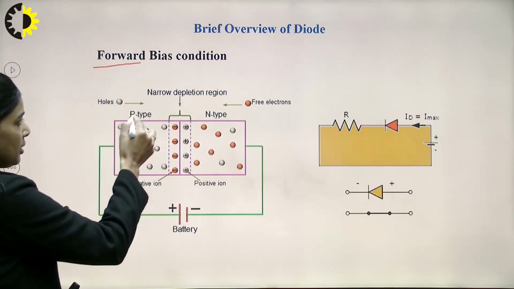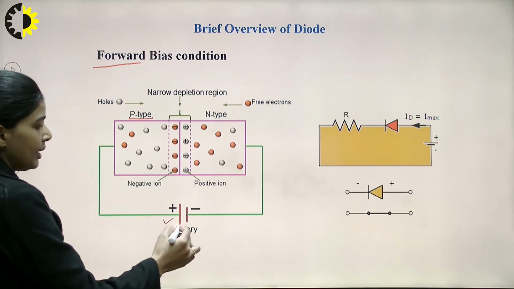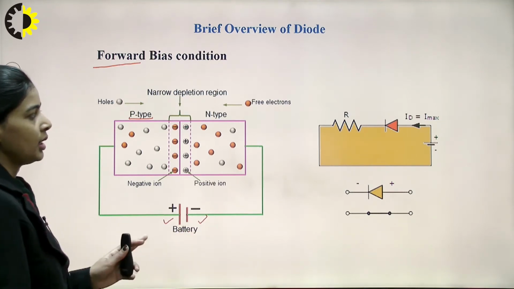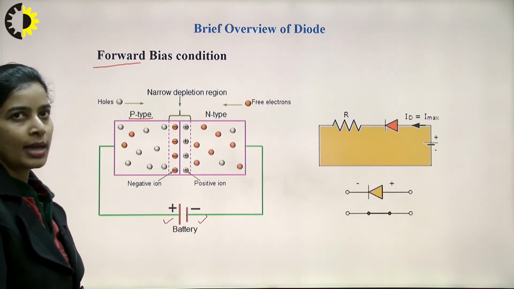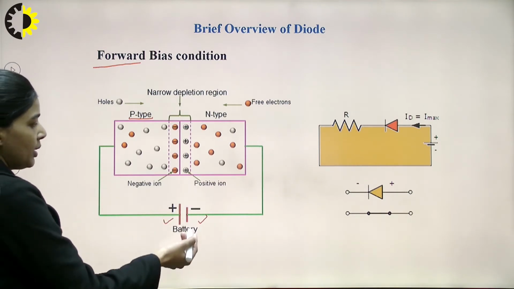When we connect the P side of the diode to the positive of the battery and the N side of the diode to the negative of the battery, this type of connection is called the forward biasing of the diode. So what happens in forward biasing?